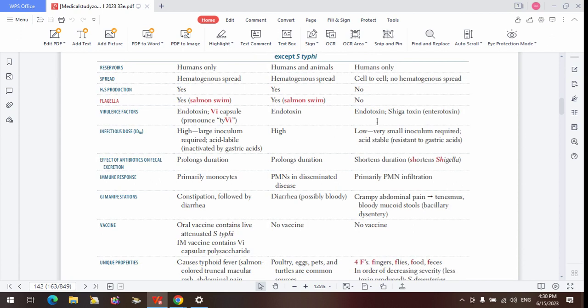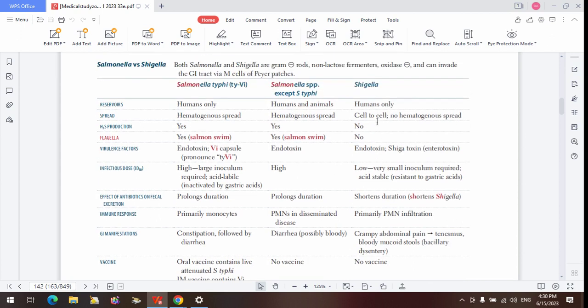Virulence factor for Salmonella typhi. Both the non-typhi Salmonella and the Salmonella typhi contain a capsule, but there are some serotypes of Salmonella, particularly Salmonella typhi, that contain an antigen on the capsule that we call the Vi capsular antigen. It is present on Salmonella typhi. You don't have it on the other forms of Salmonella.